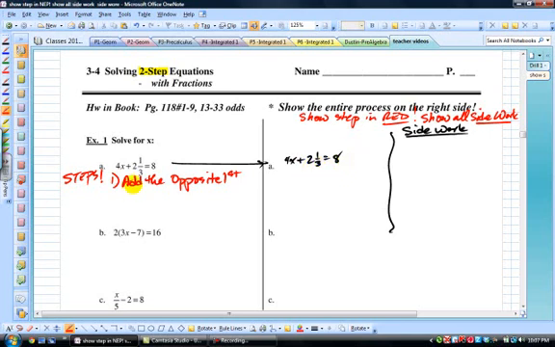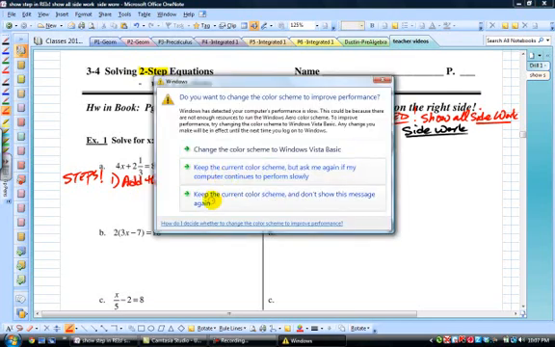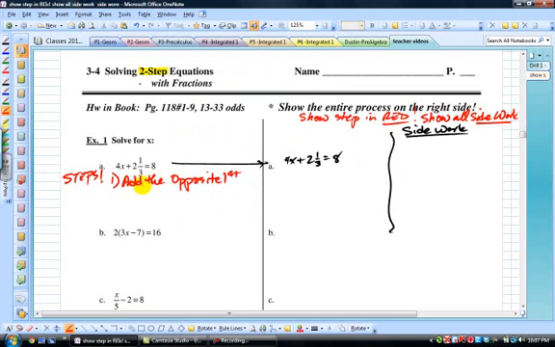So I could write it as add or subtract first. Add the opposite is basically the same thing. So I'll put it right here: add or subtract, whatever the inverse is, whatever's given. So I'm going to add 2 and 1/3 to both sides, or you can think of it as minus 2 and 1/3 to both sides. Notice I did that in red.